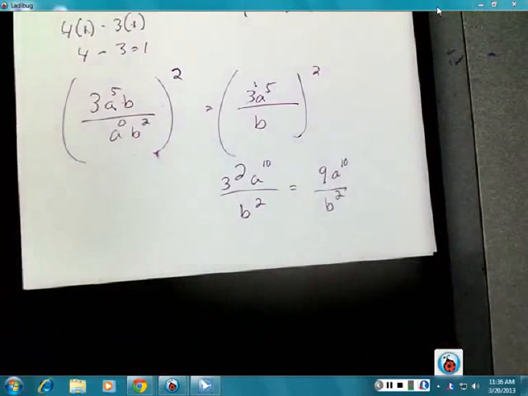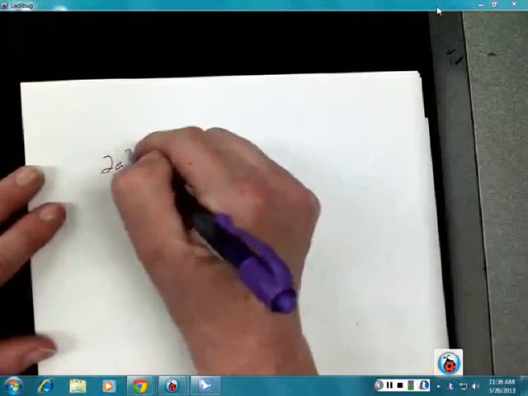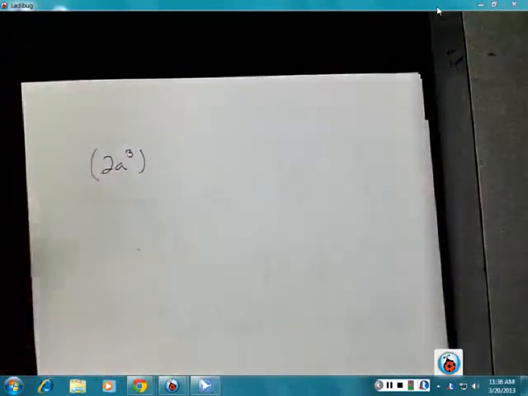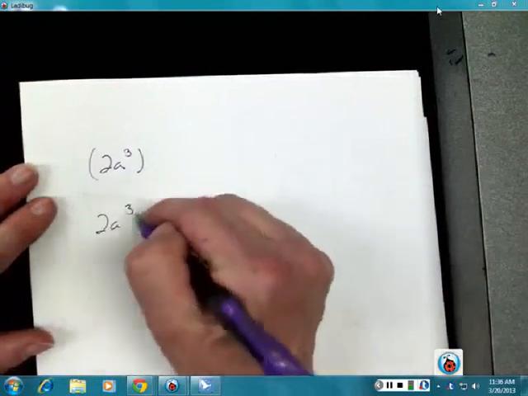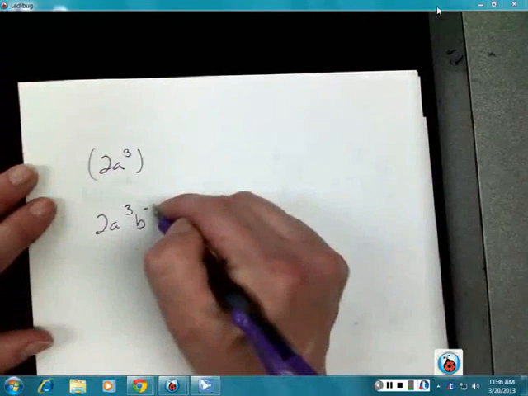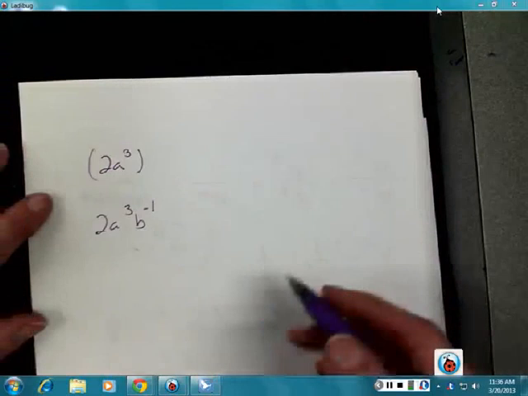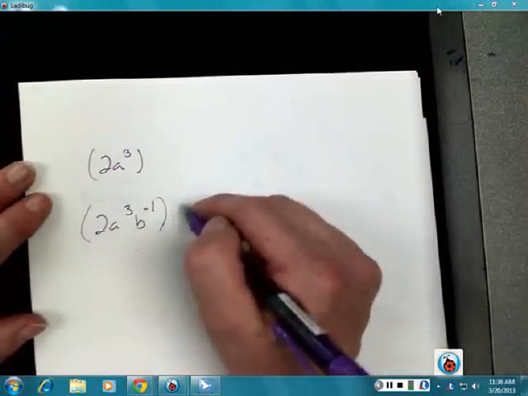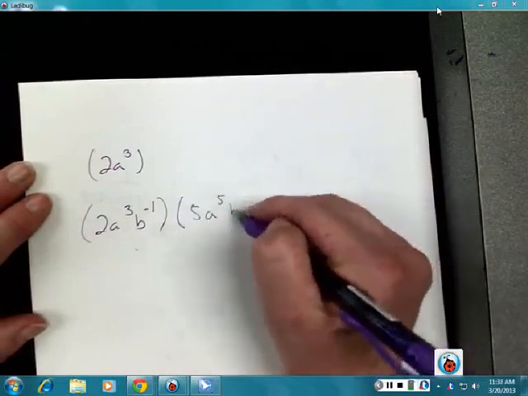Alright, I got a good one. Okay, what do you got? Let me get a sheet here. It's 2a cubed b, in parentheses, to the negative 1 exponent. How would you say that? To the negative 1. And then that's the parentheses in that one, and then times parentheses 5a to the 5th, b cubed.